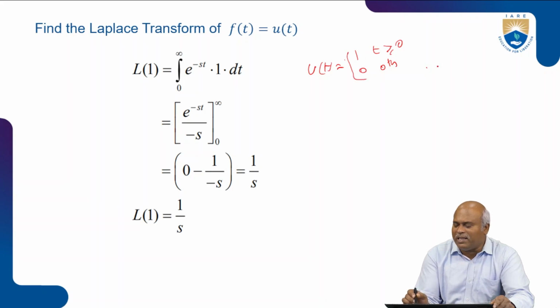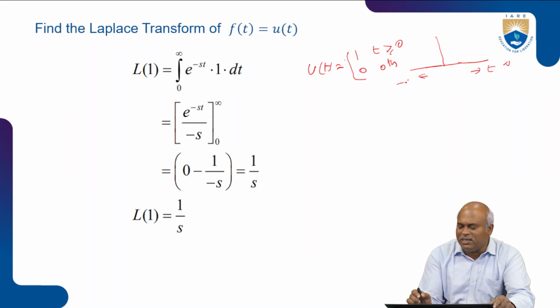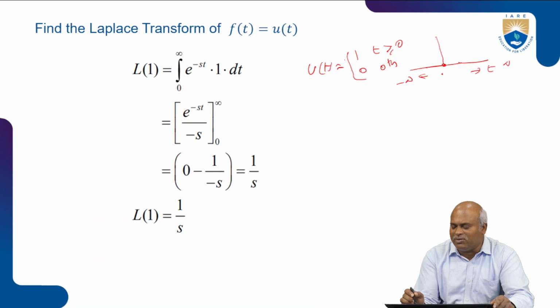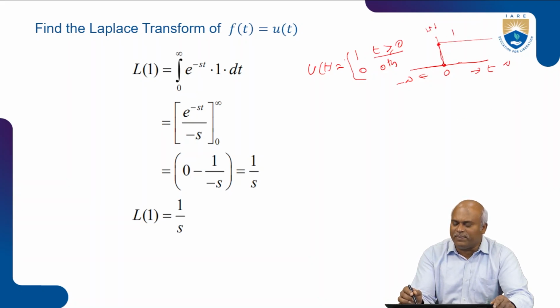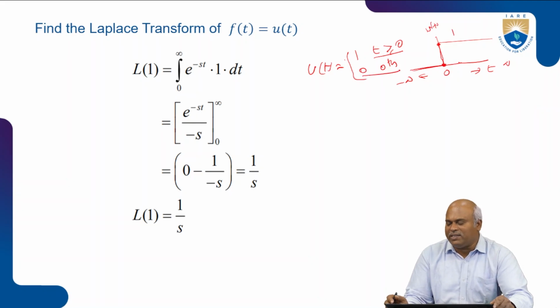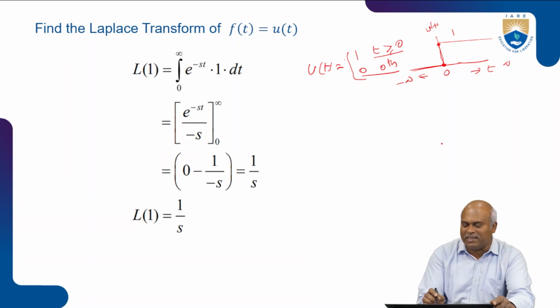I should draw the graphical representation with t on the axis. It will have the negative side, this is 0, t equal to 0. Then the value is equal to 1, and after that, up to infinity, it will be represented as 1. This is u of t. The remaining portion will all be represented as 0, otherwise. This is the graphical representation.